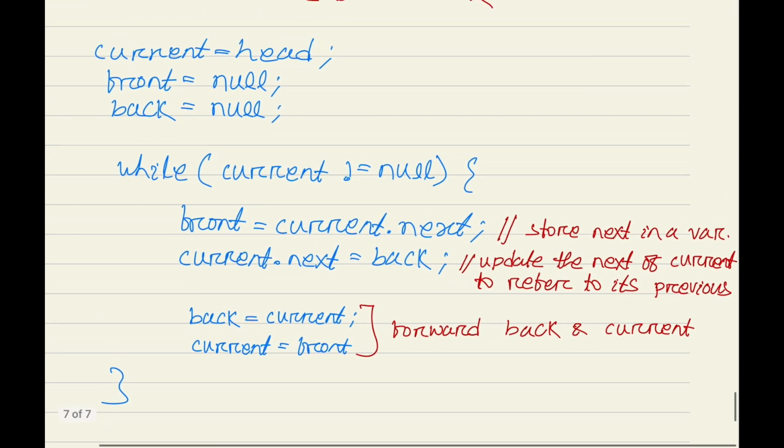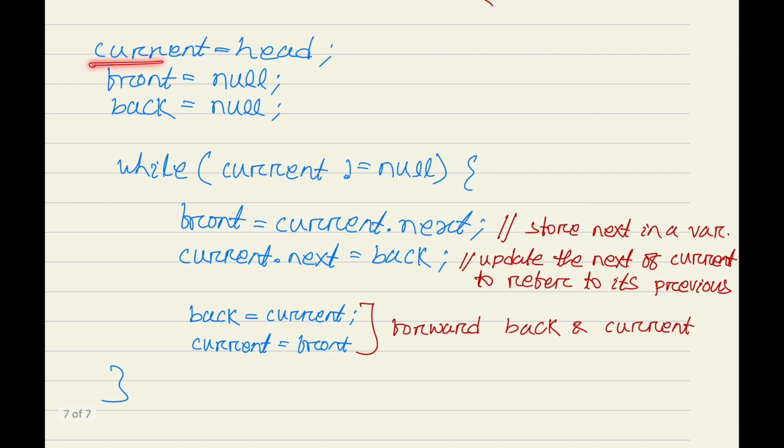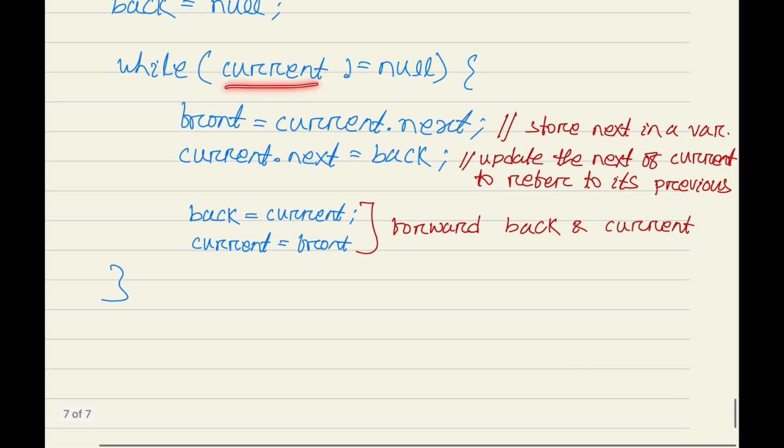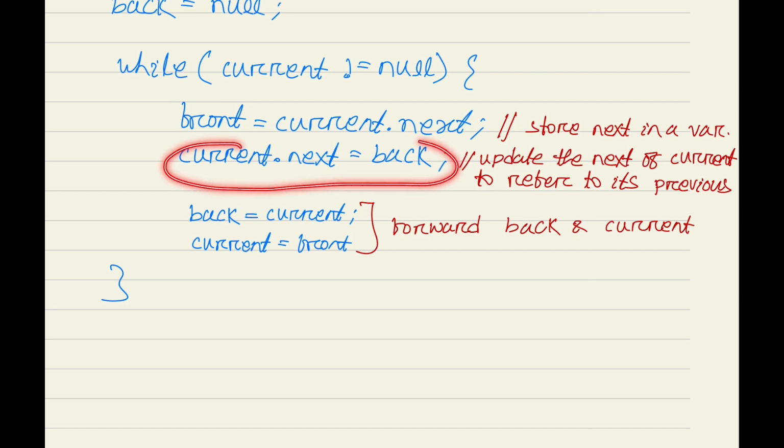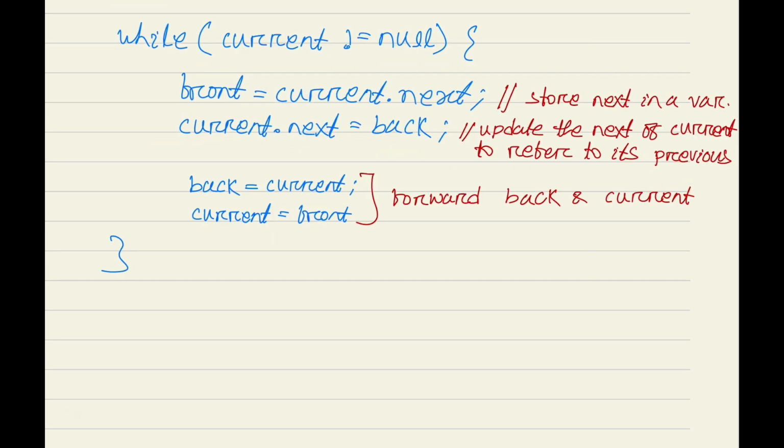Initially you can observe we are taking three reference variables: current, front, back, and current is referring to head, front and back are null. While the value of current is not equal to null, the loop is going to continue and we are updating the value of current.next. We are updating only the value of current.next, and we are keeping track of the next node of the current in a reference variable front.